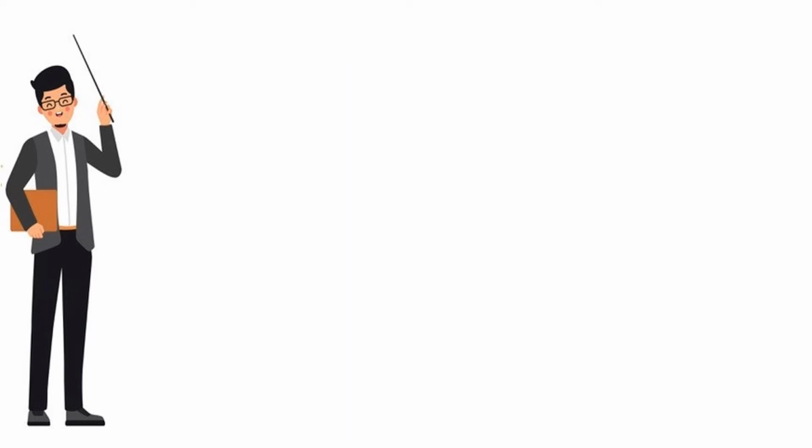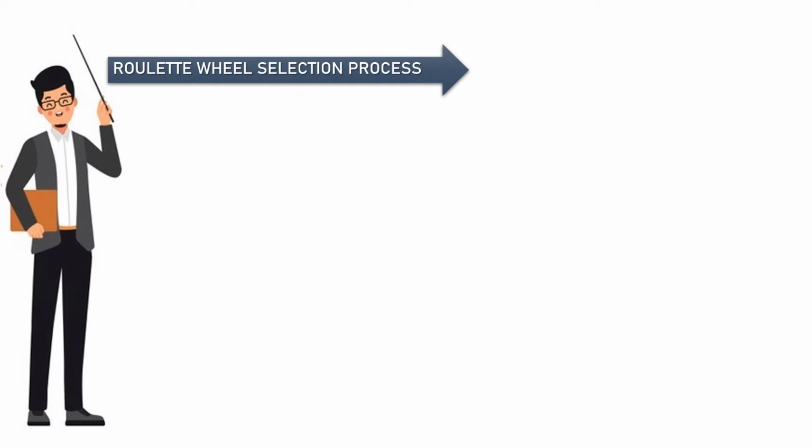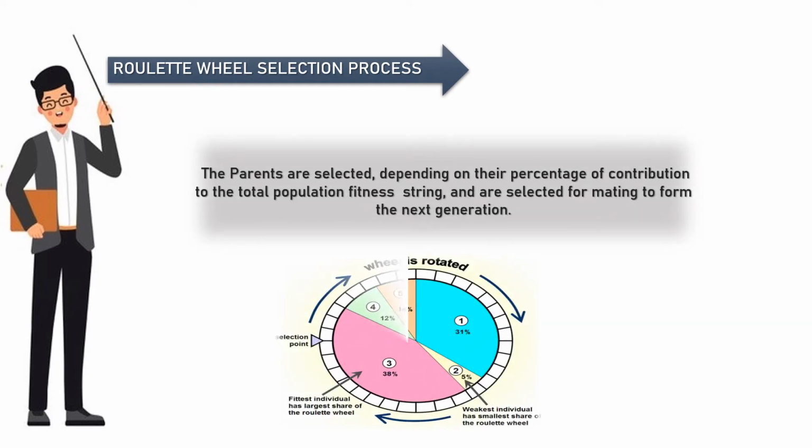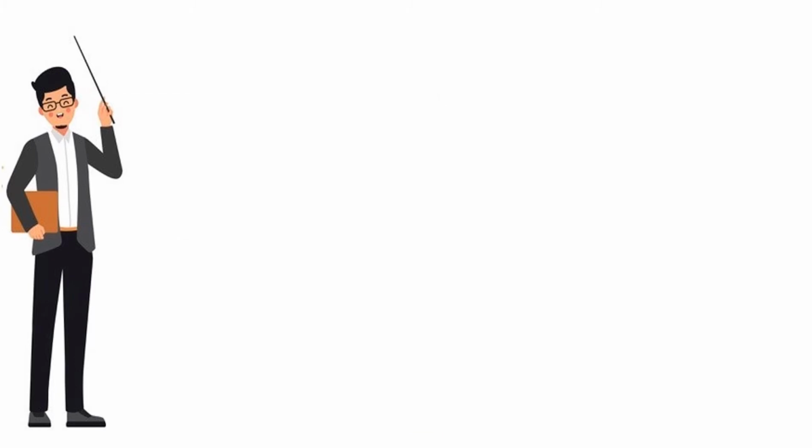In roulette wheel selection process, the parents are selected depending on their percentage of contribution to the total population fitness string, and are selected for mating to form the next generation. Let's take an example for the entire process.